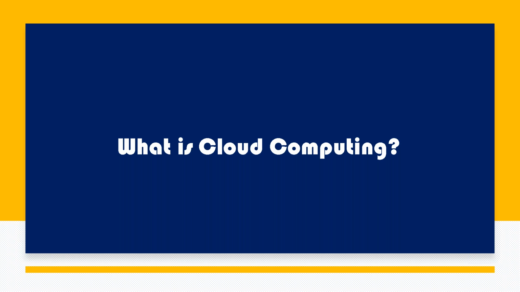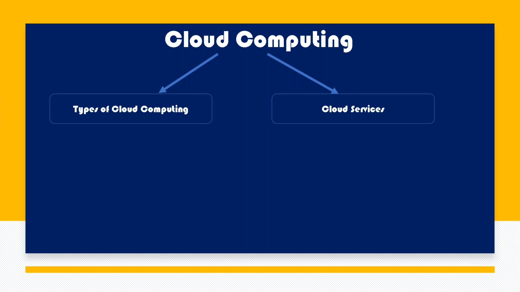Now let's see this. What is cloud computing? We have already seen why cloud computing, and the advantages of using cloud computing. But now we are going to see what cloud computing is. Cloud computing has two categories: the types and the services. First, the types of cloud computing.